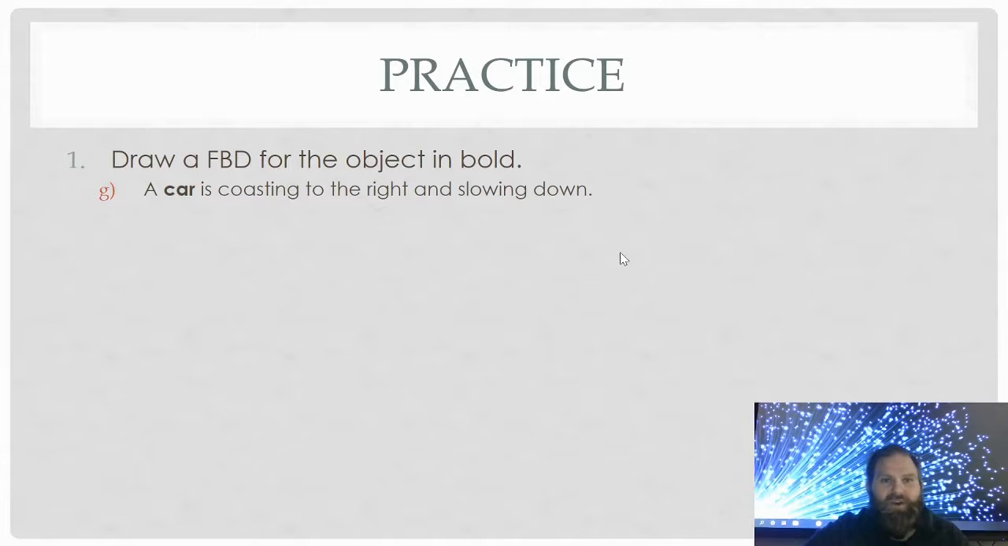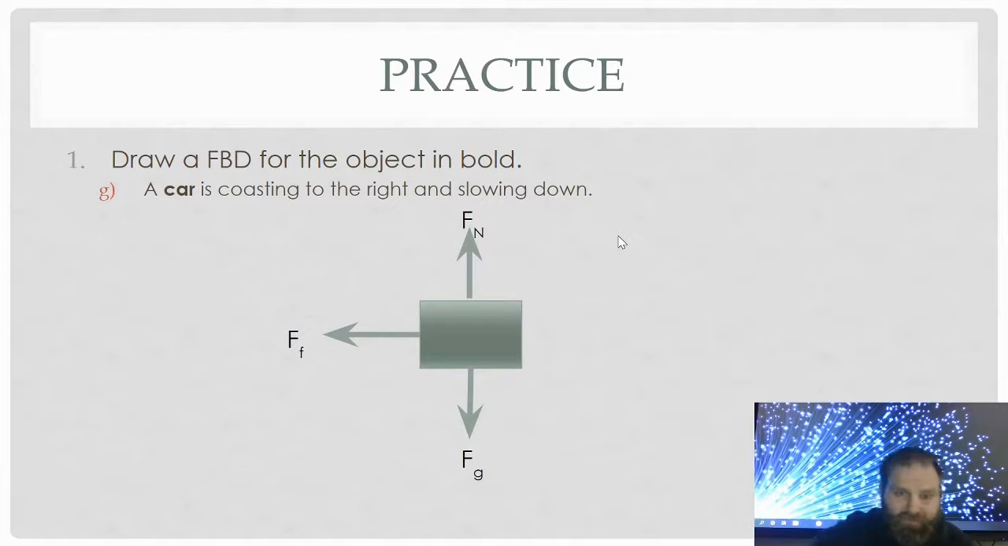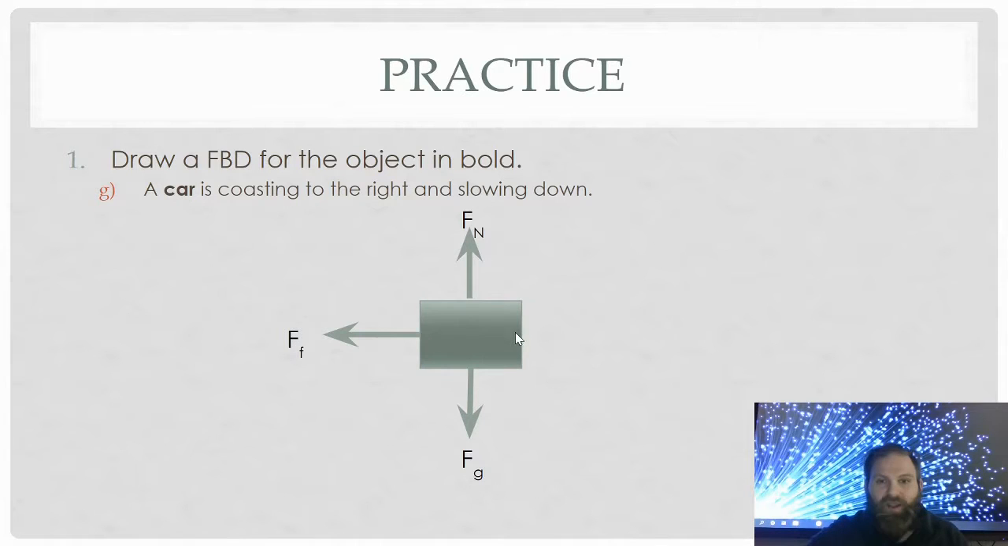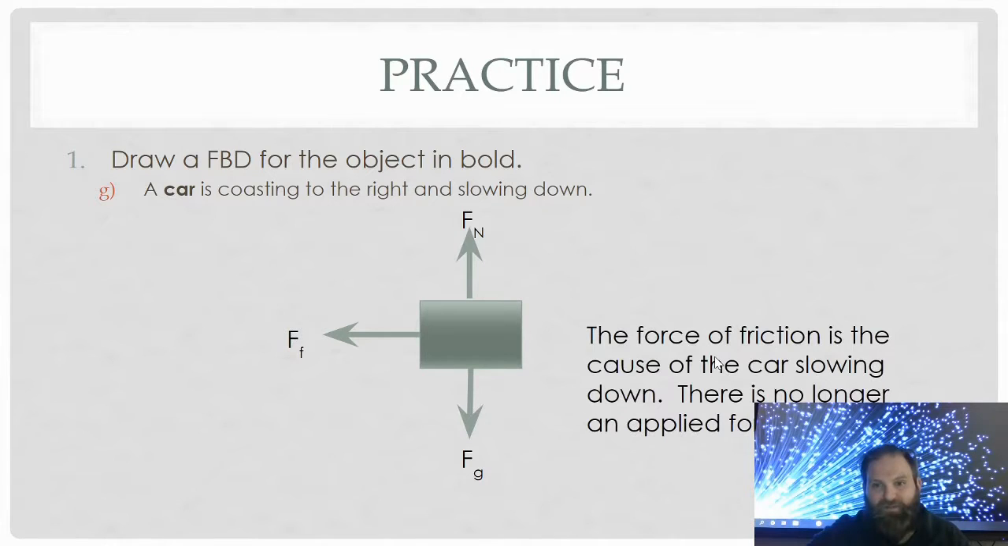So here we have a car coasting to the right and slowing down. So this is probably the most complicated of all the different problems we've looked at so far. So there's no force being applied in the right hand direction. It's just coasting. So we have gravity again and the normal force, but since there's no force being applied to the right, we don't draw an arrow. We know it's moving at some speed, but it's slowing down, so the acceleration is going to be negative, and what's causing that acceleration to be negative is the force of friction, which is acting to the left.